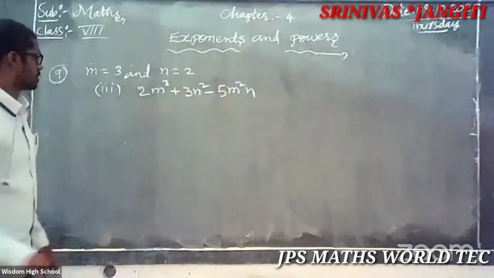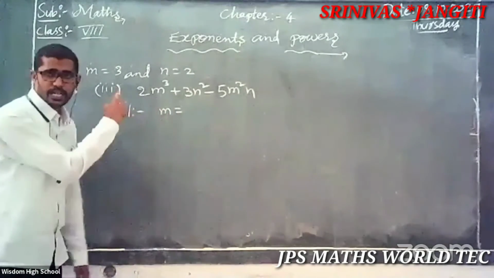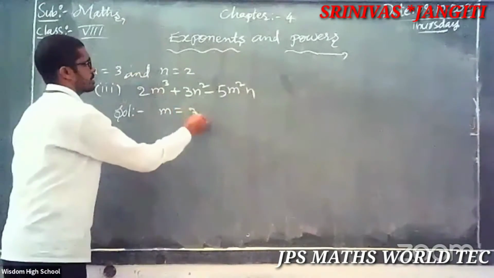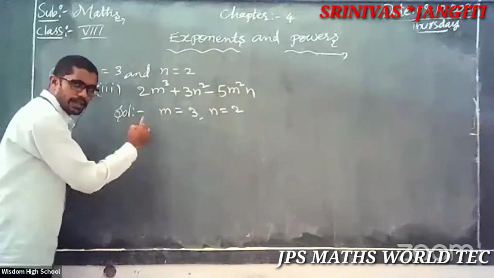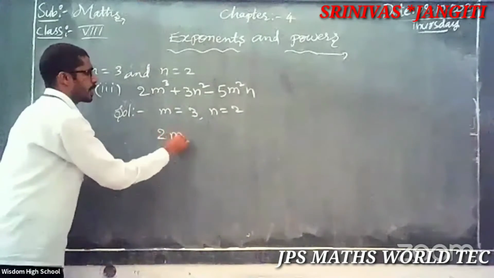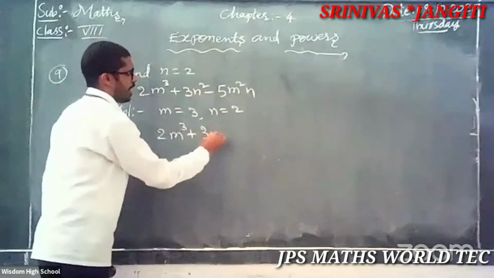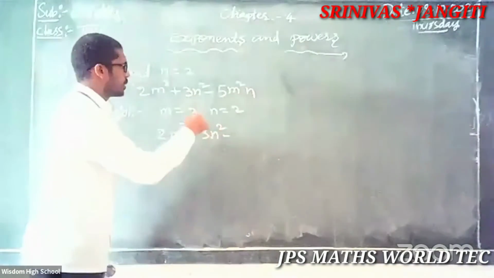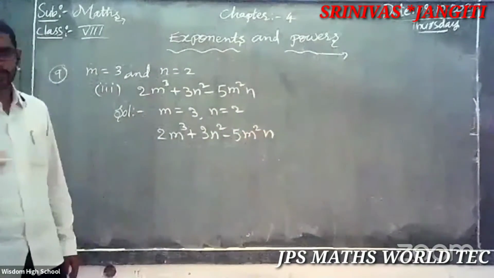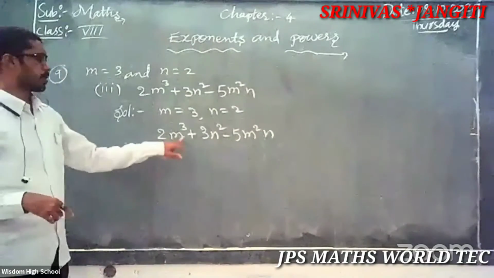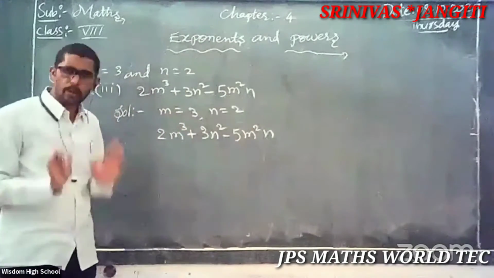Now let's start our solution. What is given in the problem? m is equal to 3, n is equal to 2. Then what is the problem here? 2m cube plus 3n square minus 5m square n. Is it the problem? Is it clear? Just so simple. 2m cube plus 3n square minus 5m square n is the problem, right?